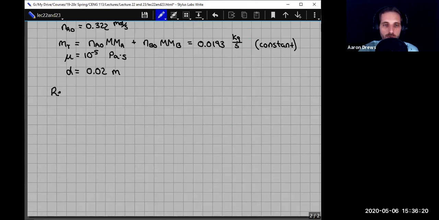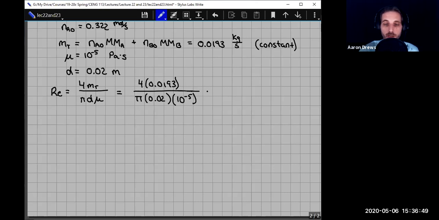So let's quickly evaluate each one of those and see where all of the values go. Our Reynolds number is 4 m sub T divided by pi times d times mu. I have everything in base SI units. So this ends up like 4 times 0.0193 divided by pi. Pi is dimensionless, times 0.02 for our diameter, times our viscosity, which is 10 to the minus 5.